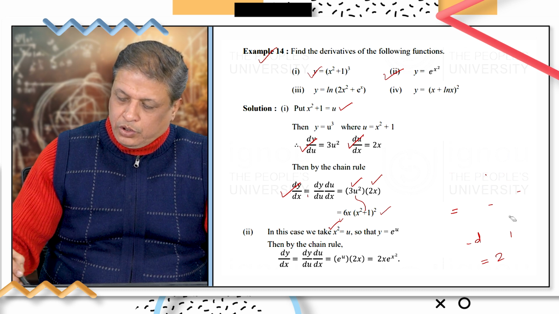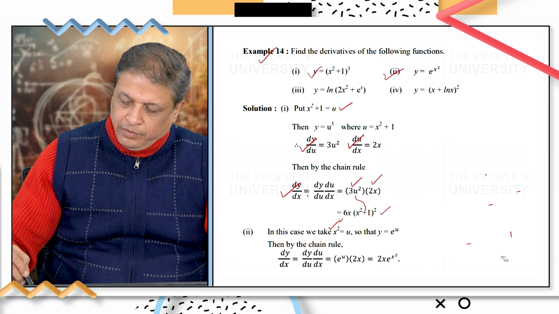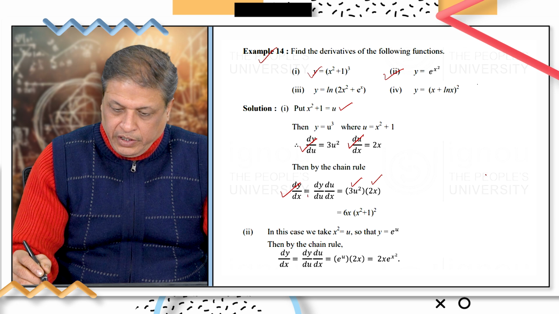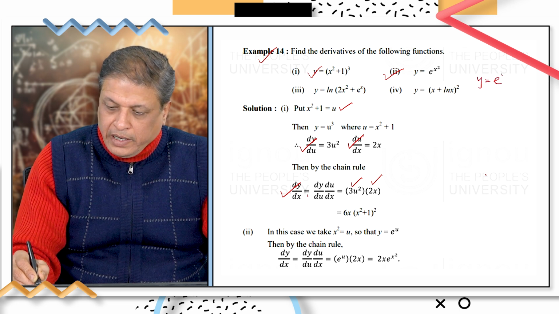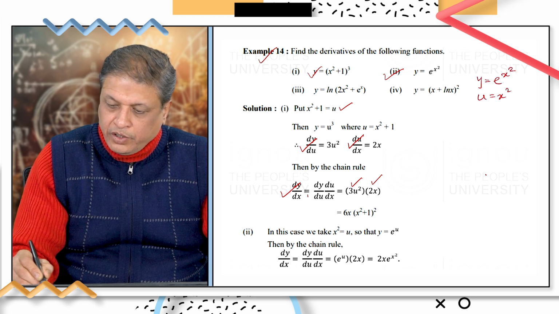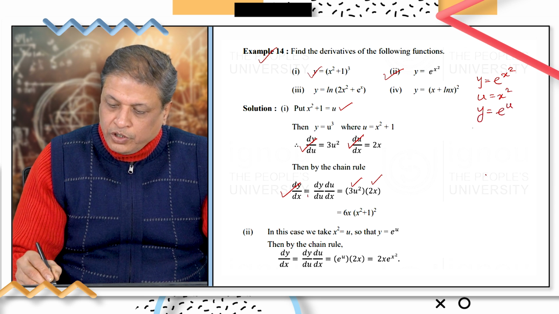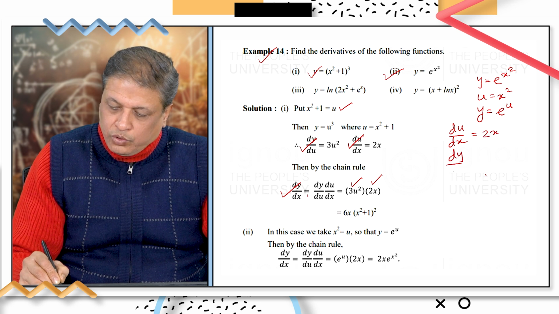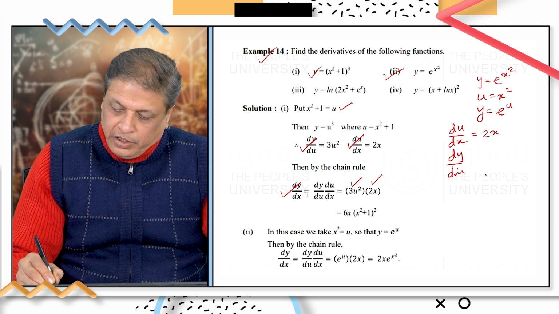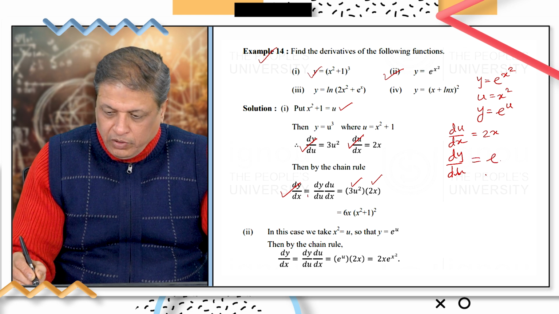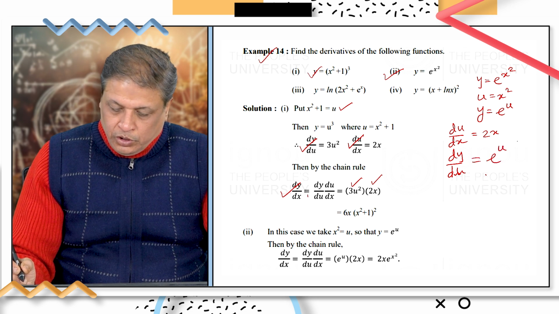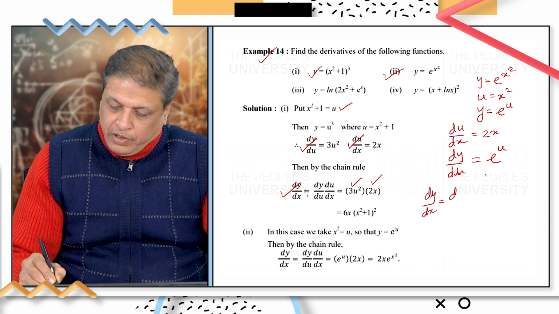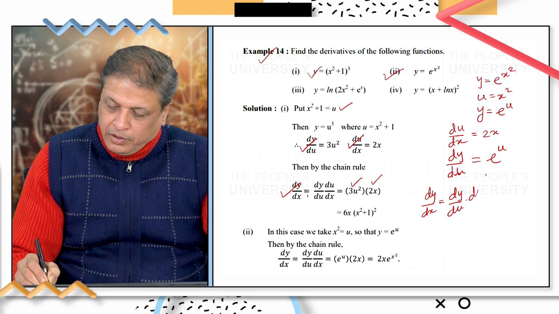If we take u is equal to x square, then we are given y is equal to e to the power x square. Taking u is equal to x square, you will get y is equal to e to the power u. So du by dx turns out to be 2x and dy by du turns out to be e to the power u. So that means dy by dx is equal to dy by du into du by dx.